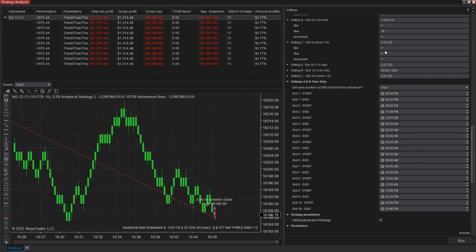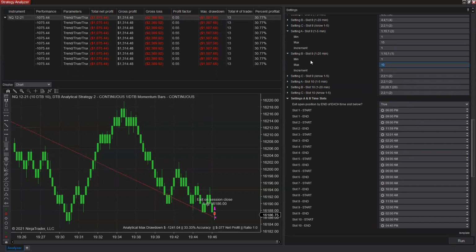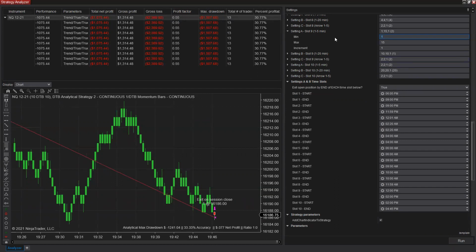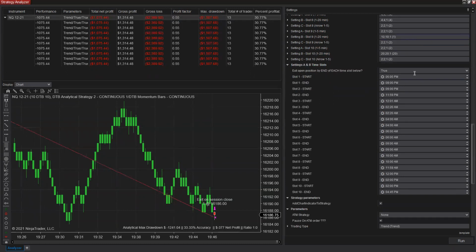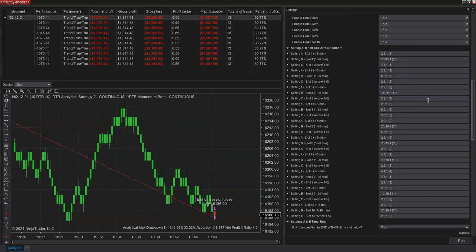So by optimizing to today's data, I'm just going to put this back like it was. For slot 9, I'm just going to put these values in there. It's very important to put the values as the minimum and maximum, because NinjaTrader doesn't like it when you are optimizing multiple variables. As soon as you try to optimize more than one slot, it's going to give you like a million iterations, which is a bit ridiculous.